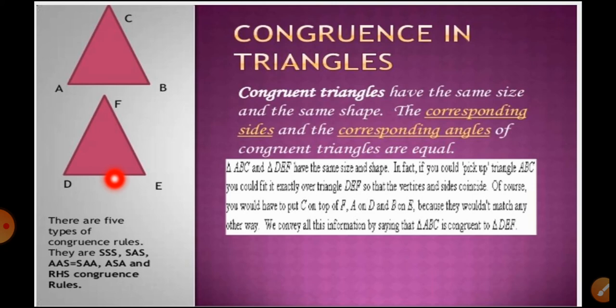In fact, if you could pick up one triangle ABC, you could fit it exactly over triangle DEF, so that the vertices and the sides coincide. Of course, you would have to put C on top of F, and so on for the other vertices. Clear? We convey all this information by saying that ABC is congruent to DEF.